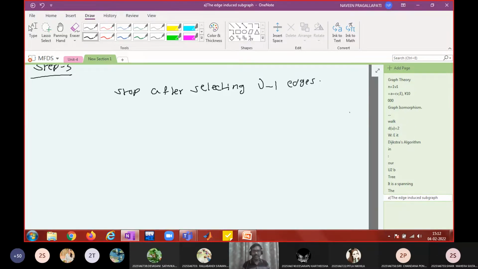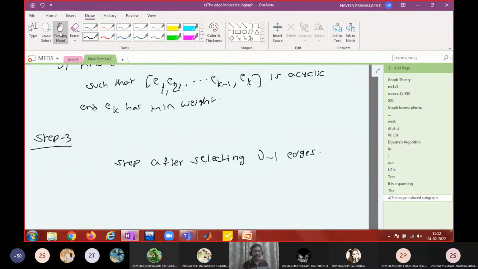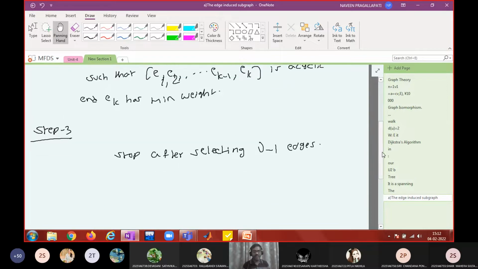So this will work. Did you copy this? So step 3, write only this sentence. Don't write any other thing. That is not necessary. So shall we implement this algorithm on one graph? May I proceed?